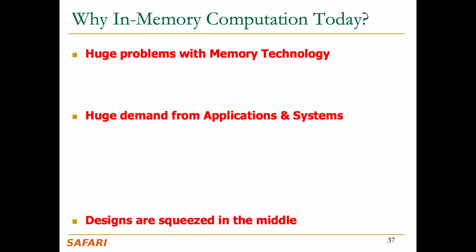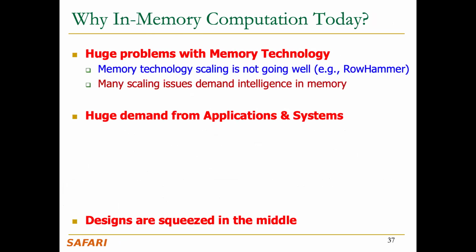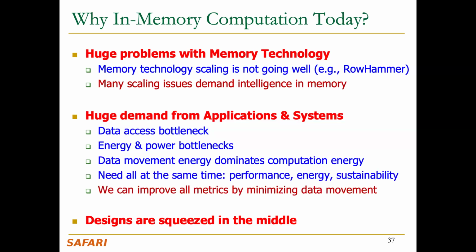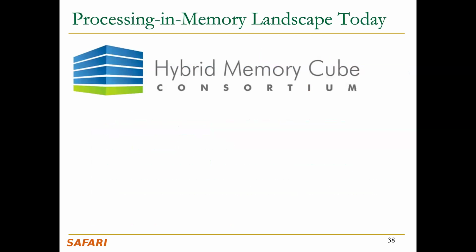Today, we're actually kind of squeezed. Today, we're having a lot of problems with memory technology. It's not going well. So we actually need intelligence in the memory controllers to overcome the technology scaling issues. I'm not going to talk about that. We actually talked about that in the previous lecture, the robustness lecture. If you want to learn about that, go back to the robustness lecture. So technology is pushing us to be more intelligent in the memory controllers. And as I said, applications are also pushing us to do something different. We want performance, energy, and sustainability at the same time. And we want to improve all metrics. And if you actually do data-centric computing, we can improve those. So we're kind of squeezed in the middle. That's why I think data-centric computing is kind of happening today.